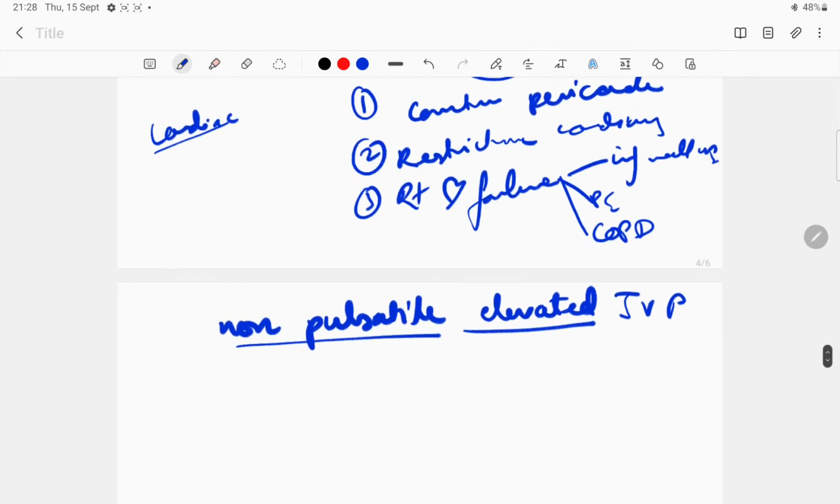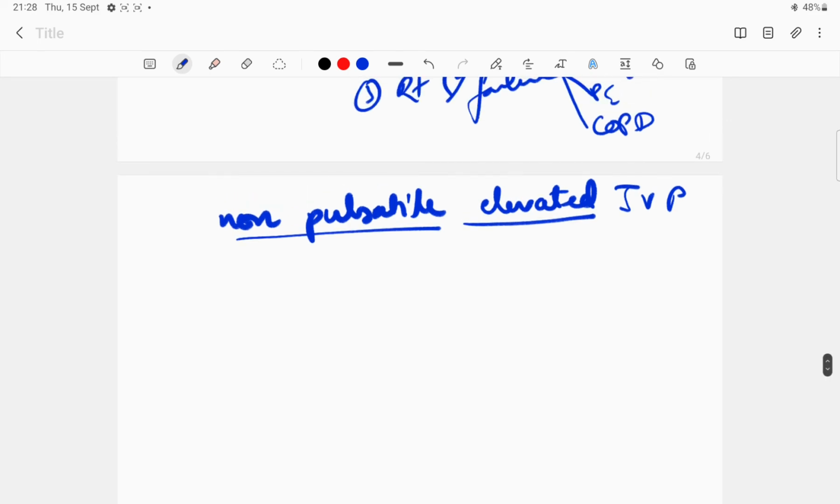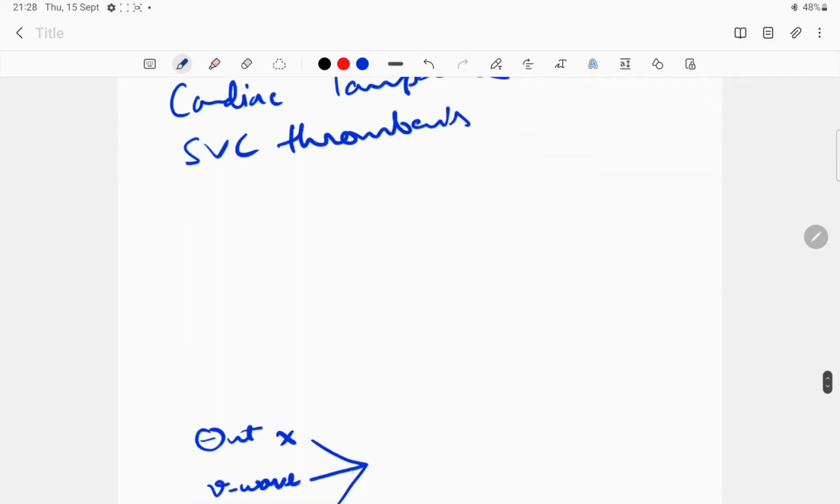There are conditions in which we have non-pulsatile elevated JVP. There are only two conditions in the medical field in which we will find the non-pulsatile elevated JVP, that is cardiac tamponade and superior vena cava thrombosis. So remember these two conditions here.